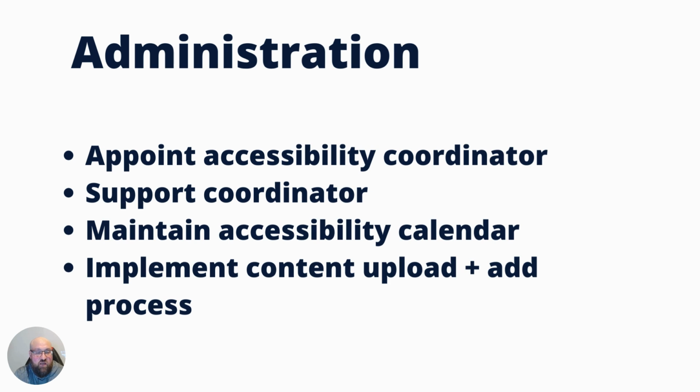And then next we have the administration. You want to appoint an accessibility coordinator, and this is going to be your point of contact. This is going to be the person who's really in charge of ensuring that everything becomes accessible and then remains accessible. But you also need to support your coordinators. You don't want to just appoint someone, especially because they're likely going to be performing other responsibilities.